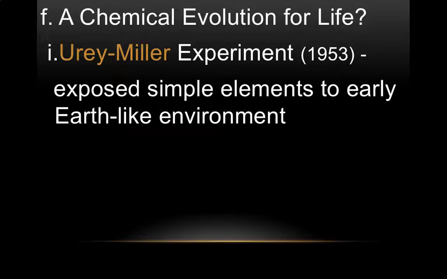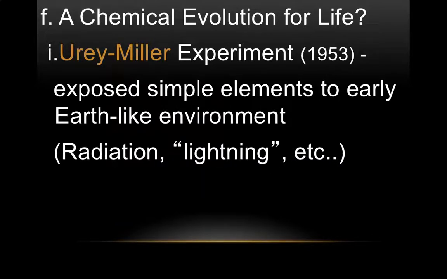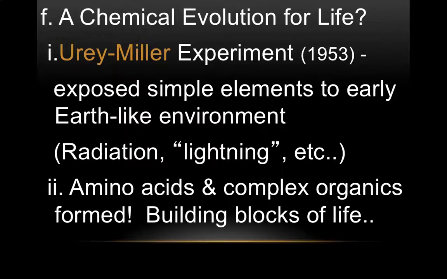The Urey-Miller experiment back in the 1950s, they just took some of the elements that they thought existed on early Earth and some of those conditions, and they applied some electricity, which would kind of simulate lightning, and they applied a lot of UV radiation because, of course, the atmosphere was very different then. We didn't have the ozone layer and so forth.